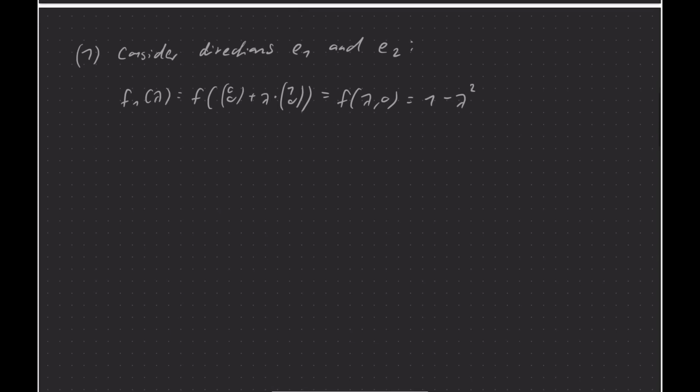And of course, we can do the same thing for the second partial function, f2 of lambda. That is, again, (0, 0) plus lambda times (0, 1). So this time we have f of (0, lambda). And again, this yields 1 minus lambda squared. All the rest becomes 0.